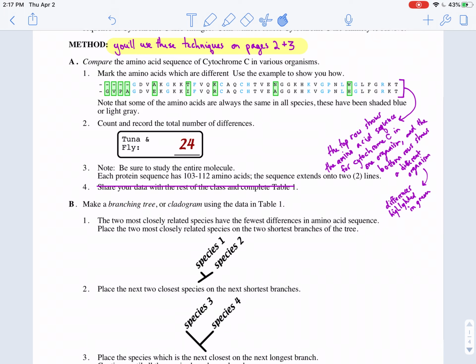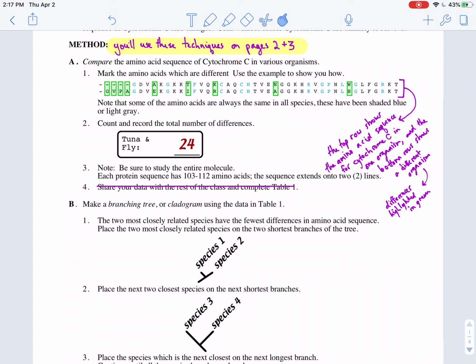So the top row in this little tiny example shows us the amino acid sequence for cytochrome C of one specific organism, and then the row right below it shows us the amino acid sequence for cytochrome C of a different organism. And you can see that they're not exactly the same. In fact, in green, 9 different differences have been highlighted for you. So that's kind of the method that we're going to be doing.